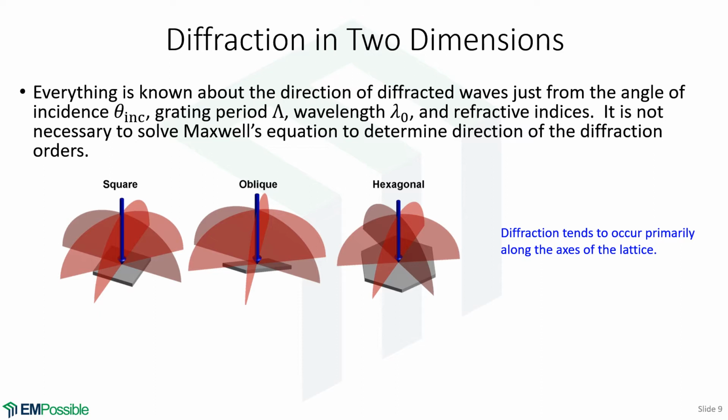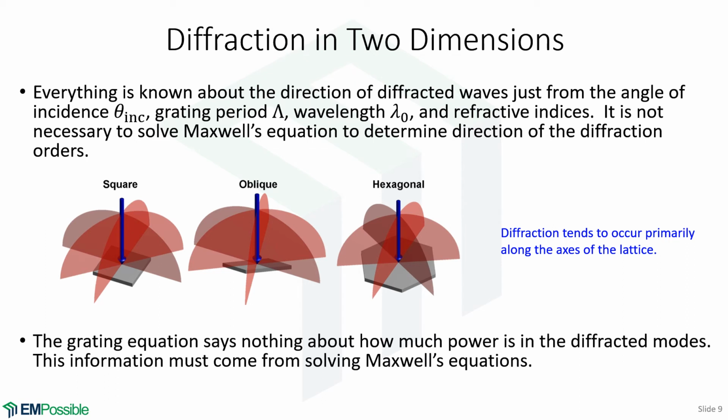That lattice has axes or principal directions, and diffraction occurs and follows the grating equation along these principal directions. Here I'm showing a cartoon for a square unit cell, some kind of oblique unit cell, and a hexagonal unit cell, and I'm showing the planes where diffraction will be most dominant.